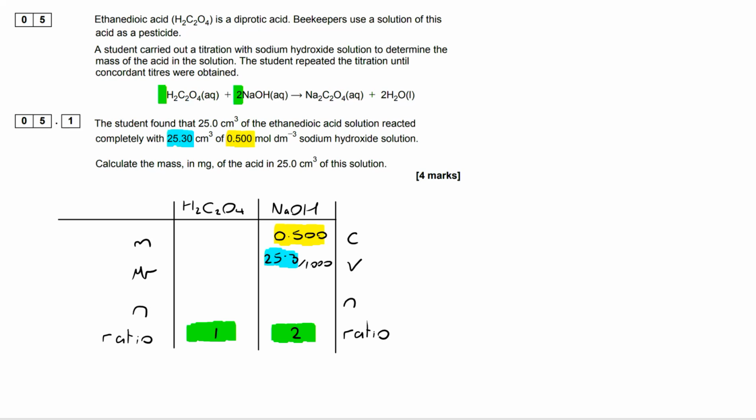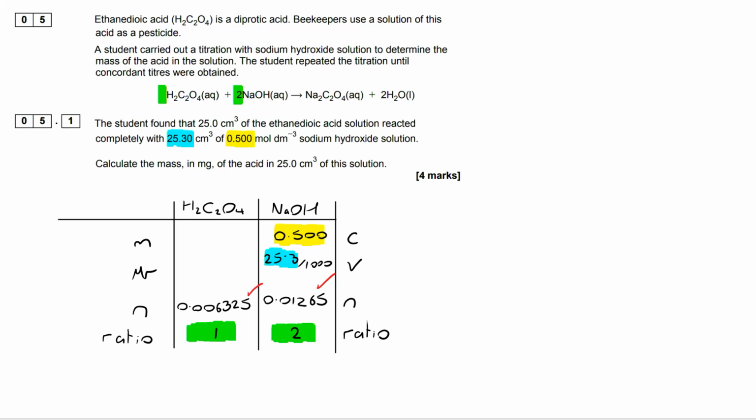Now, once I've done that, I can calculate my number of moles of sodium hydroxide, which comes to 0.01265, and I've got my first mark. From there, I can use the mole ratio to work out how many moles of ethane dioic acid are reacting, and it's precisely half that value, so it's 0.006325. I've got my second mark.